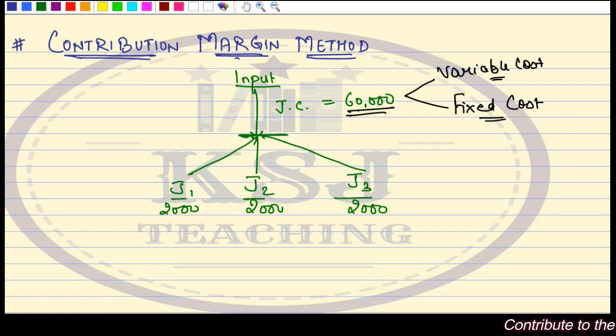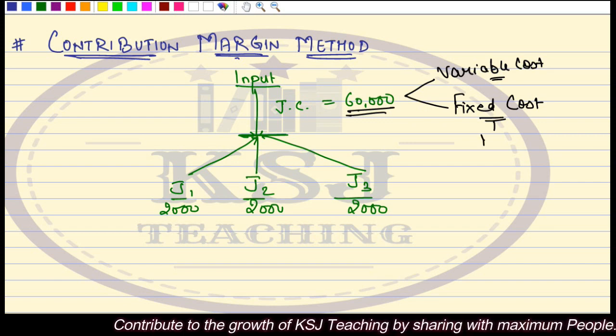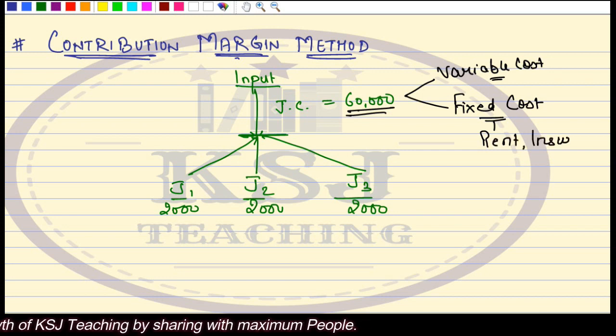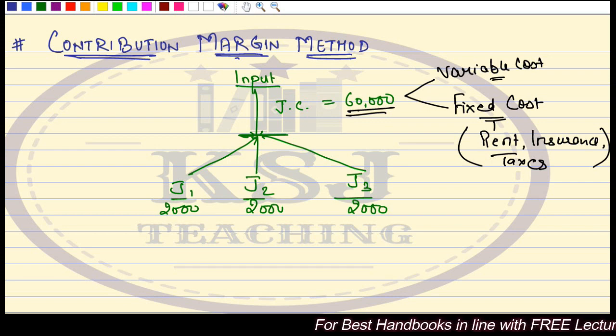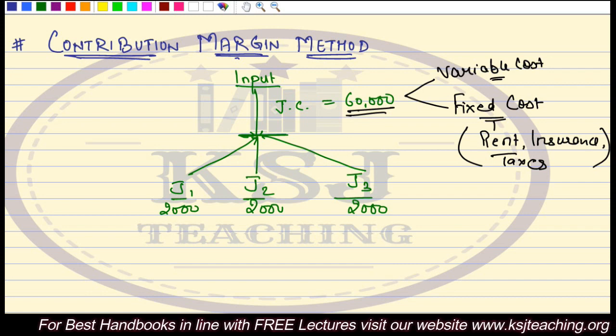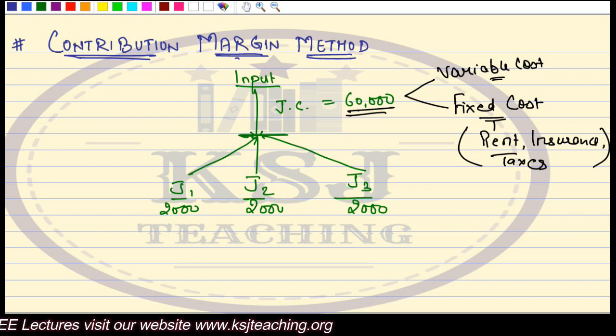Then what is a fixed cost? The fixed cost is the one that is not going to change. Like, for example, the rent of the building, rent, insurance, taxes. All these things are independent of the number of units being produced. Whether you produce 2000 units or 10,000 units, the rent of the building which you are using is not going to change, right? It is not dependent upon the number of units being manufactured.